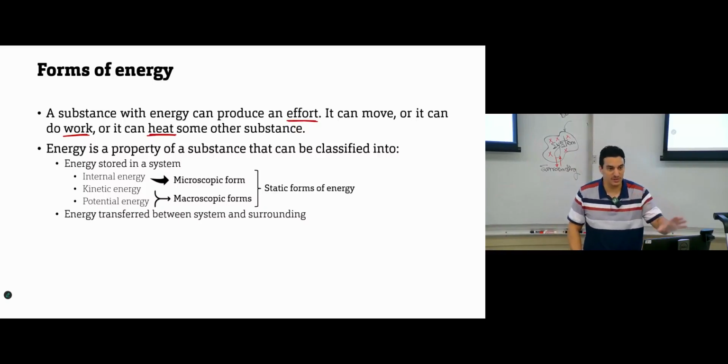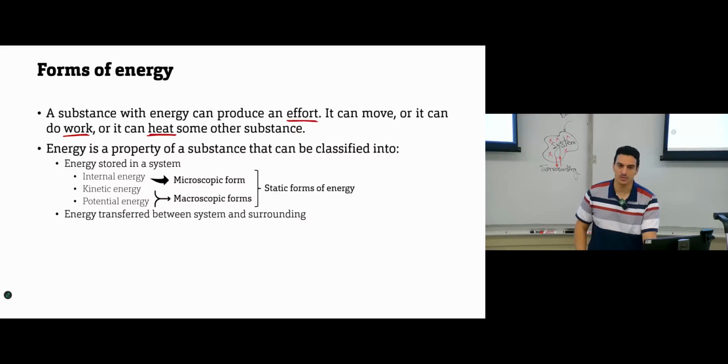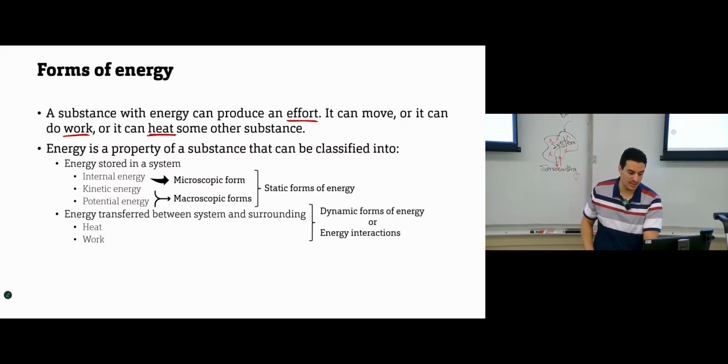So we have the first one, static forms of energy, energy stored in the system. It can be microscopic, similar to internal energy, or macroscopic, such as kinetic or potential. The other one is the energy that can cross the boundary, move from the system to the surrounding, or from the surrounding to the system. We have two types, heat or work. Okay, and this is called dynamic forms of energy, or energy interactions. Two terms, but they describe the same thing.